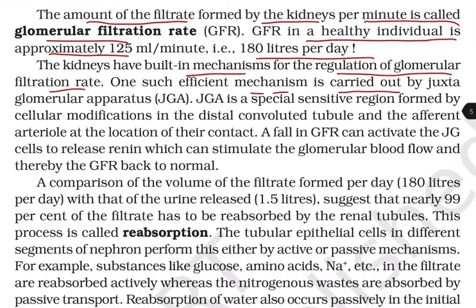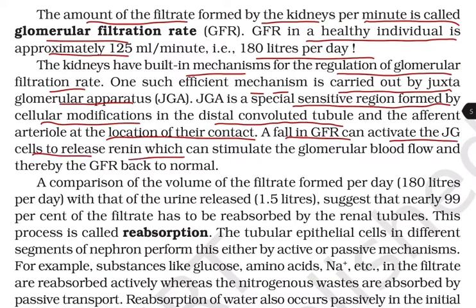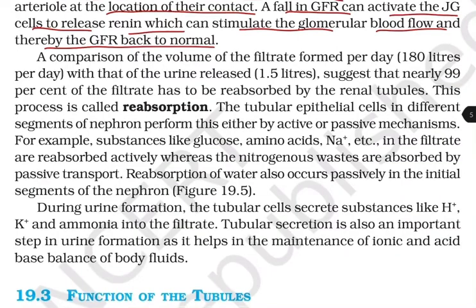One such efficient mechanism is carried out by the juxtaglomerular apparatus, that is JGA. JGA is a special sensitive region formed by the cellular modification in the distal convoluted tubule and the afferent arteriole at the location of their contact. A fall in GFR can activate the JG cells to release renin, which can stimulate the glomerular blood flow and thereby bring the GFR back to normal.